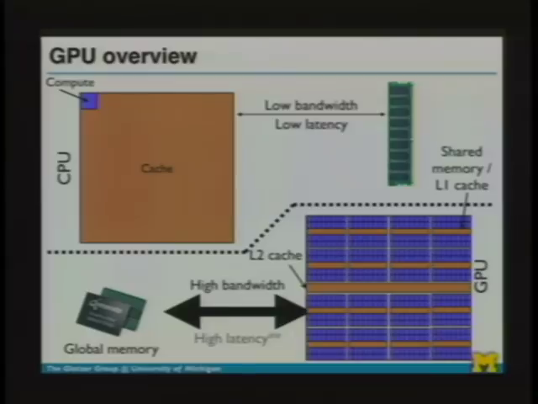The GPU looks very different. You'll see a lot more blue here, a lot more transistors devoted to performing compute operations, floating point, add, multiply, divide. That's what I mean by compute. And the cache is sort of spread around the chip a little bit more, and there's a lot less cache, relatively speaking. A CPU today might have 6 megabytes of cache. A GPU, I don't remember the exact number off the top of my head, but it's somewhere around 1 megabyte or so. It's a lot less cache.